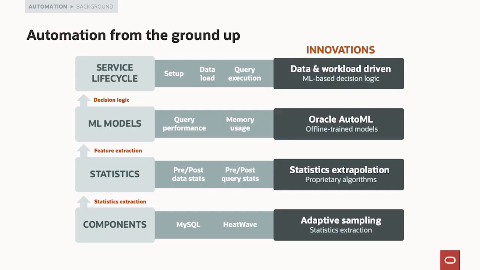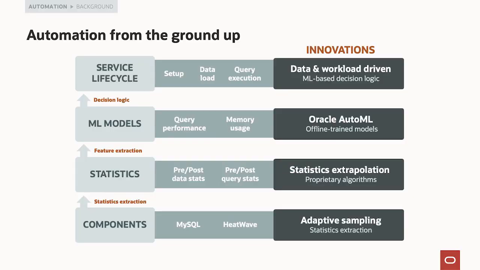Building MySQL Autopilot required innovation from the ground up. For one thing, it's great that we get access to real-time metrics, but it's a lot of data, right? So we need to sample. And to sample well for machine learning applications requires a lot of sophistication. So we've developed sophisticated adaptive sampling algorithms to extract data from all those real-time metrics and feed it into the ML pipeline. We need to extract statistics from that data that we've adaptively sampled. And we do that using proprietary algorithms we developed over many years in Oracle Labs and as part of the MySQL HeatWave project. We have something called Oracle AutoML.